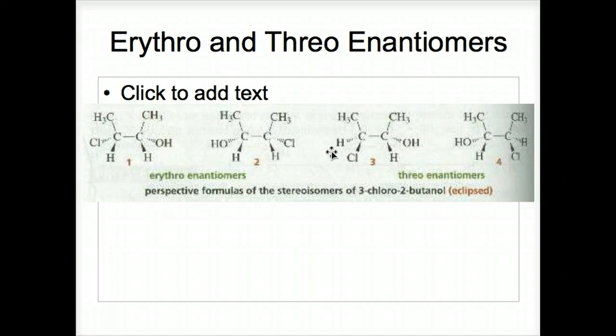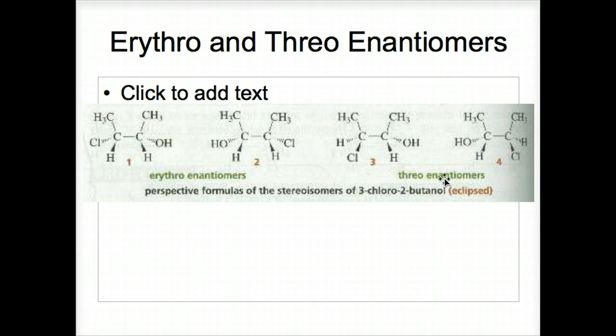So, with erythro, we have similar groups on the same side of the chain. With threo, we have 1 hydrogen towards us and the other hydrogen away from us. These two are non-superimposable mirror images, so they're enantiomers. These over here are non-superimposable mirror images and are also enantiomers, 3 and 4.